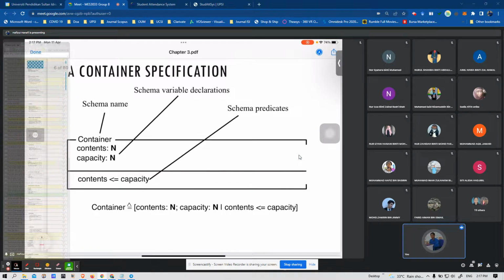So in Z notation, we have a container specification. First here, this one is a container. Container is a schema name, and then we have a schema variable declaration as natural numbers. We have natural numbers here, and then we have schema predicates.